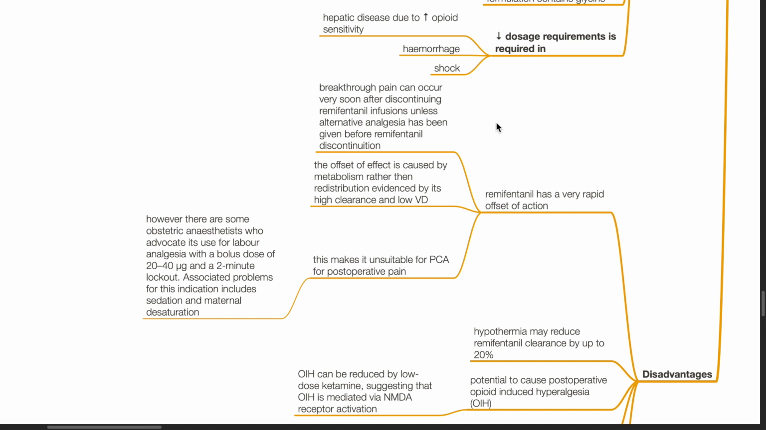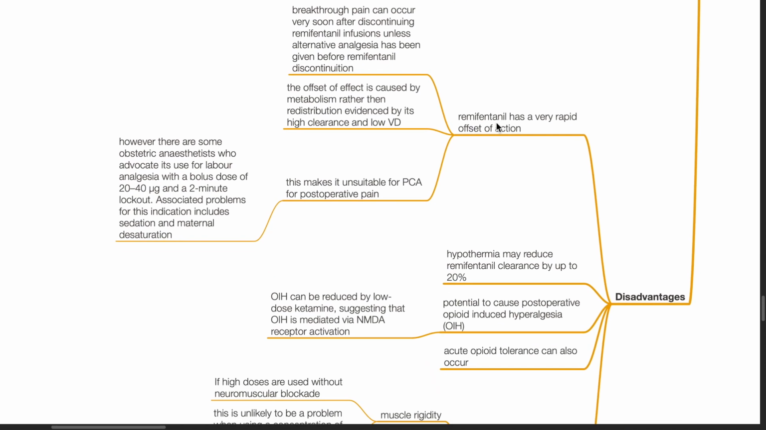However, there are some obstetric anesthetists who advocate its use for labor analgesia with a bolus dose of 20 to 40 mcg and a 2-minute lockout. Associated problems for this indication include sedation and maternal desaturation. Hypothermia may reduce remifentanil clearance by up to 20%.